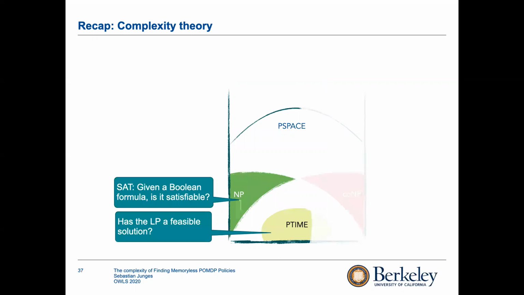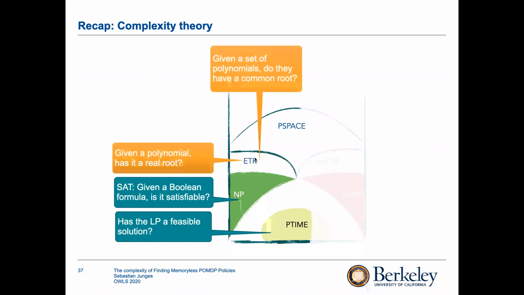and let me now come to the main result. So existential theory of the reals can be thought of as a complexity class. The little recap of the complexity landscape that is relevant here is that we have P-time down here, and then there's NP up here. Famous complete problems are, for example, for P-time, whether a linear program has a feasible solution, and for NP, whether a Boolean formula has a solution. And then the existential theory of the reals is somewhere between NP and PSPACE, and famous complete problems for that are: given a polynomial, does it have a real root? Or given a set of polynomials, do they have a common root?